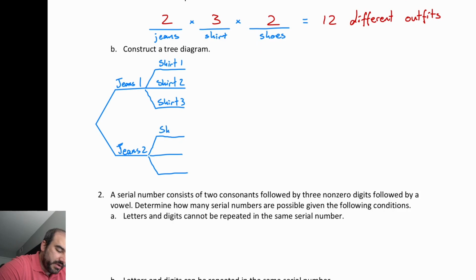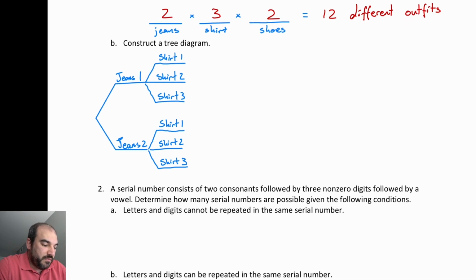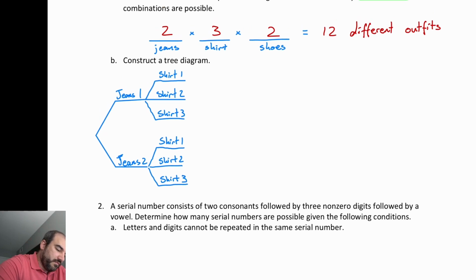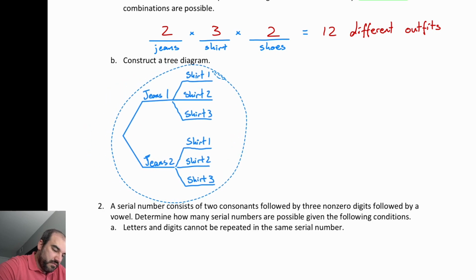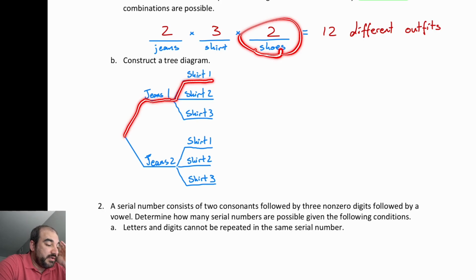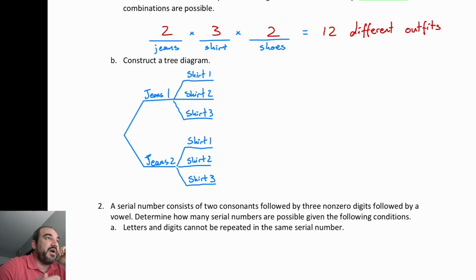And if we chose jeans 2, we still have the same 3 options. Shirt 1, shirt 2, and shirt 3. Once we've chosen, let's say, jeans 1 and shirt 1, we still need to choose a pair of shoes to go with that outfit. So then from this point, we will need 2 different branches because we need to choose one of 2 shoes. But we need to do that for any possible combination.